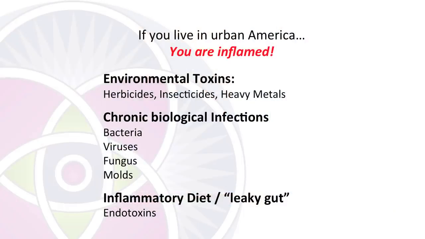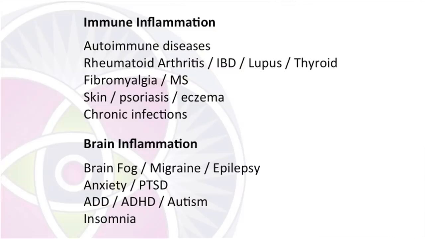Assault from environmental toxins such as herbicides, insecticides, and heavy metals, chronic biological infections such as bacteria, viruses, fungus, and molds, and last but not least, our inflammatory diets, which are very poor, usually way too much sugar, which causes leaky gut, an inflamed gut that allows certain bacterial infestations to occur that gets into our blood, into our systems. So, what kind of symptoms, what kind of stress do all these things cause to us?